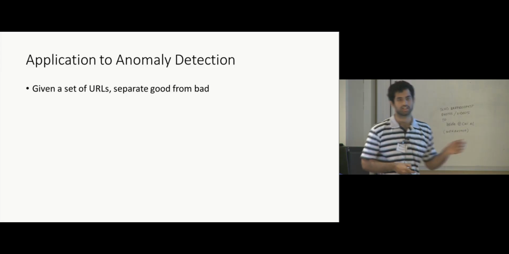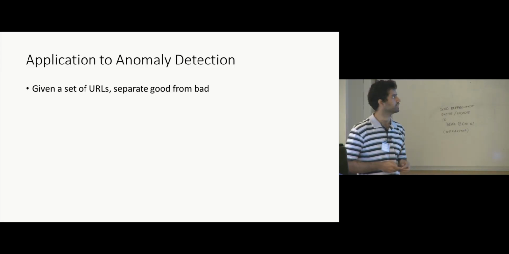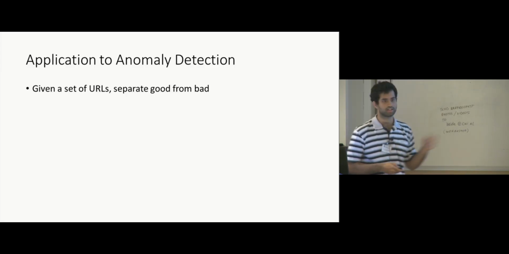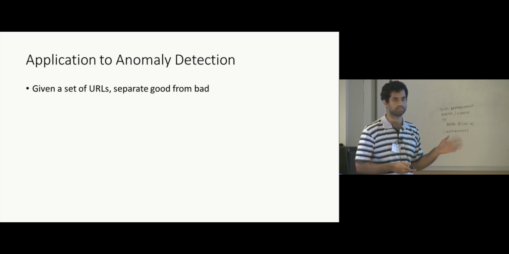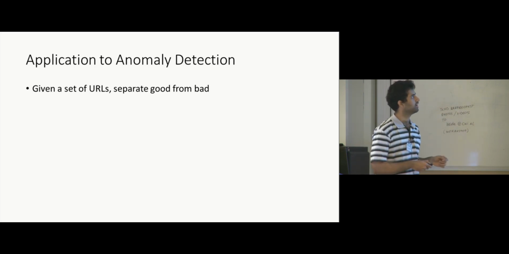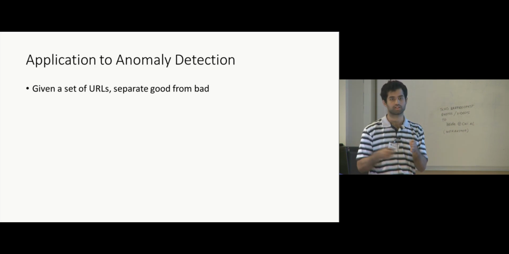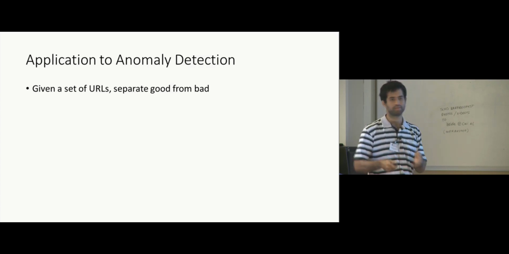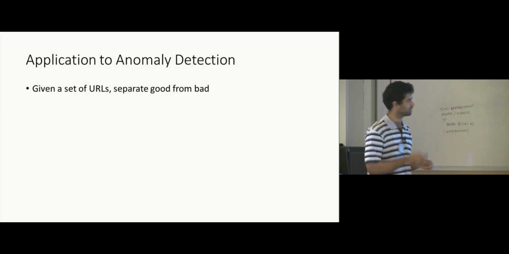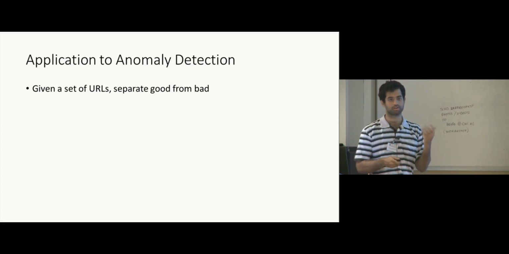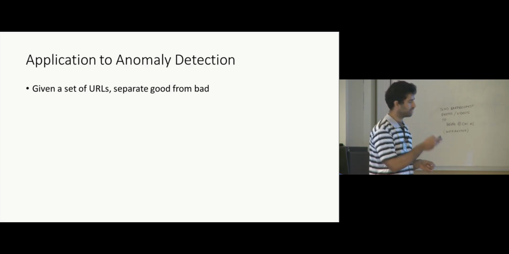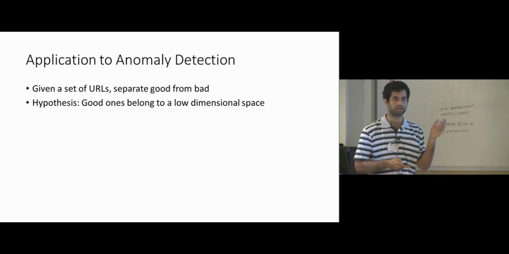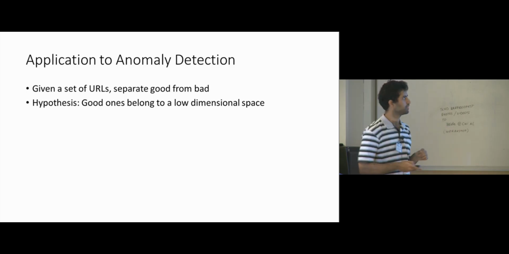So now we'll discuss an application of our algorithm to anomaly detection. You're given a set of URLs, like maybe Google, Facebook, Microsoft. This set might also contain URLs which belong to websites that maybe belong to phishing attacks or something of the sort. And you want to separate the good ones from the bad ones. The hypothesis is that the good websites belong to a low-dimensional subspace.